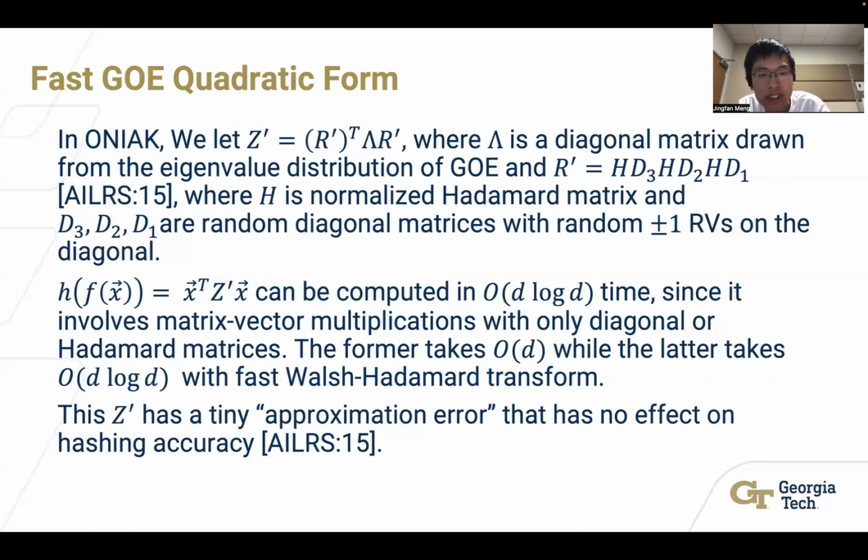It has been shown that this rotation matrix R prime is different, as there is a slight approximation error from a truly uniform rotation, but this only leads to a very, very small negligible impact on the hashing accuracy.